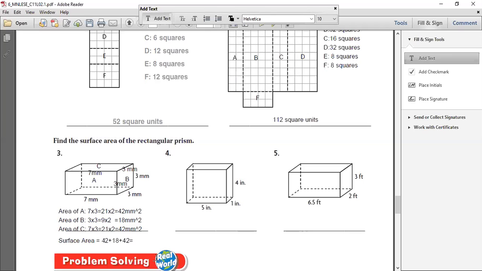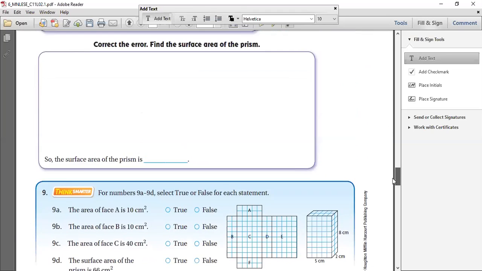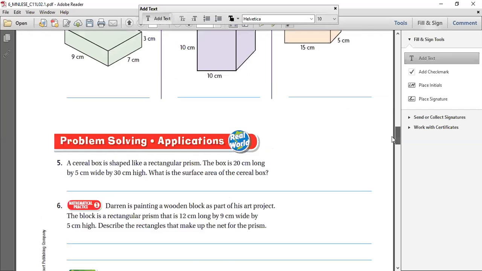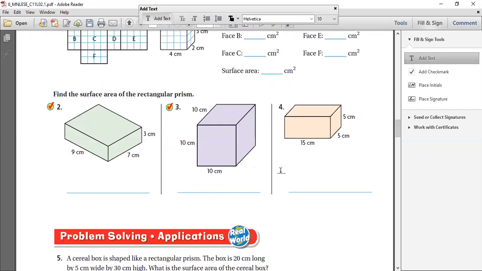42 plus 42 is going to give you 84. 84 plus 18 is going to give you 102 square millimeter. So the answer for this is going to be 102 square millimeter. Hopefully you have got it right, because it's not a difficult one if you would have listened to my explanation carefully yesterday. Okay, so let's start with question number 4 today.